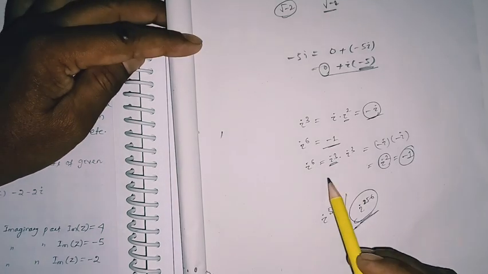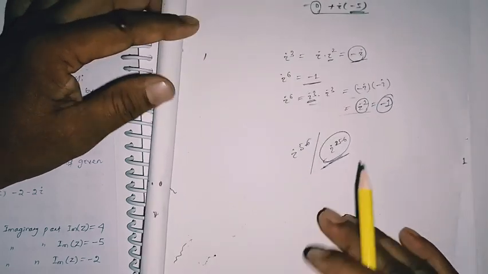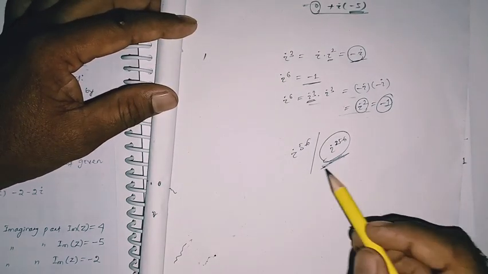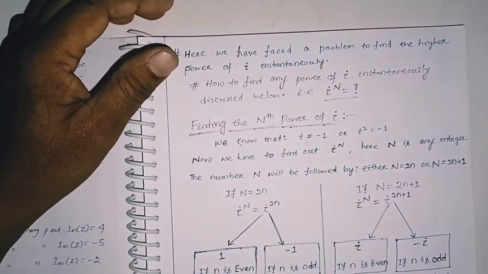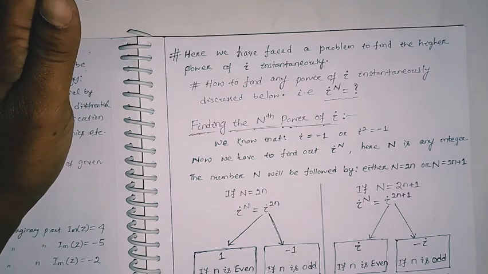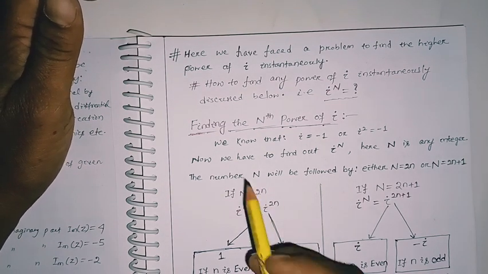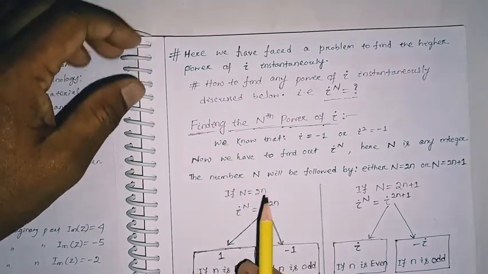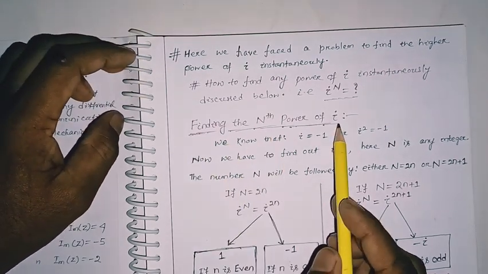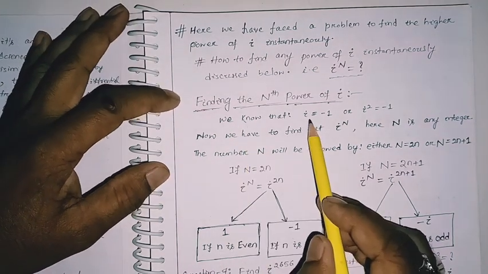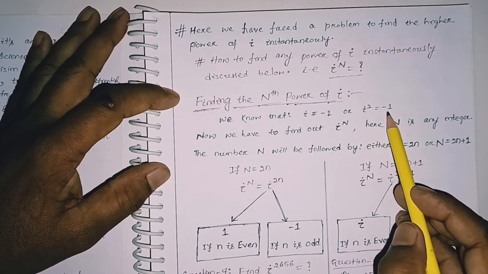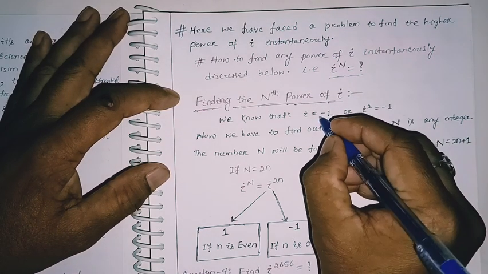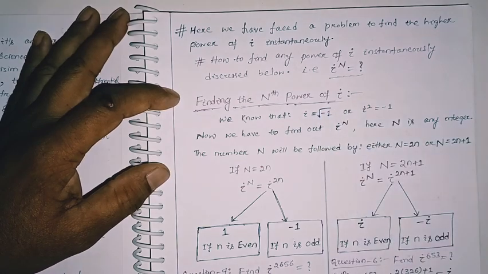See here, i to the power 6 I have calculated in 2-3 steps, and i to the power 256 also we would need to calculate. But how to find i to the power any order easily or instantaneously? So you have to write in your note: find the nth power of i. We know that i is the root of minus 1, and i squared is minus 1, that we know.